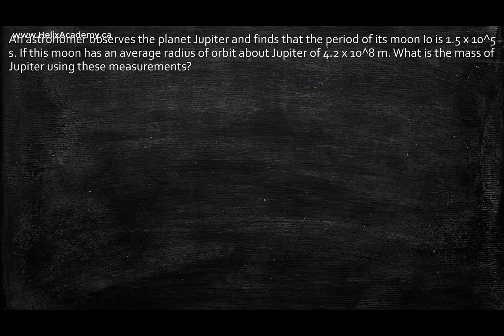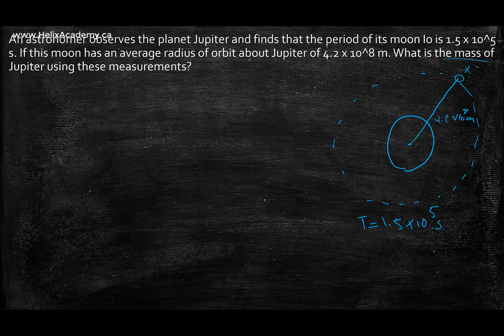So in this question, I have the moon of Jupiter going around on this path. I know that the radius here, which is the distance from the center of Jupiter to the moon, is 4.2 times 10 to the 8 meters. What I'm looking for is the mass of Jupiter, and I also know the period, so the time that it takes for this moon to travel from this point all the way through this dashed circle back to the same point. It's going to take 1.5 times 10 to the 5 seconds.